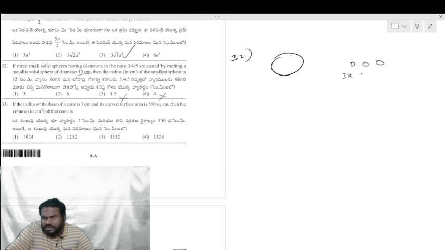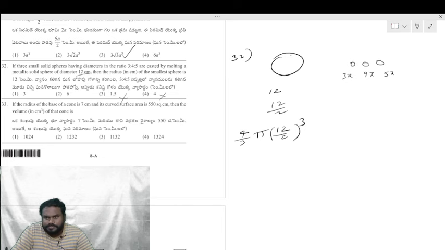So each is having 3x. You can take it as 3x, 4x, and 5x because their ratio is given. And its diameter is given as 12. The diameter is given as 12 means the radius will be 12 by 2. Now what I'll do is I'll just equate the volumes. So what is the volume of the bigger one? The bigger one is 4 by 3 pi r cube, with r as 12 by 2.